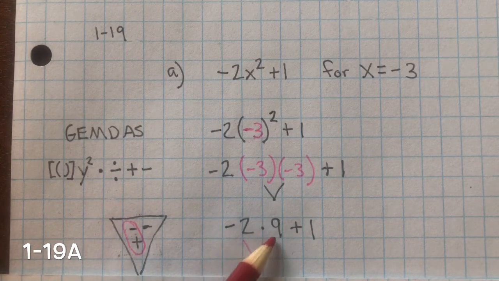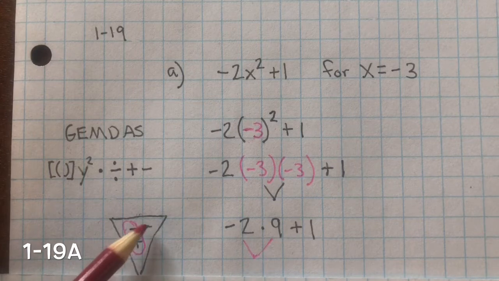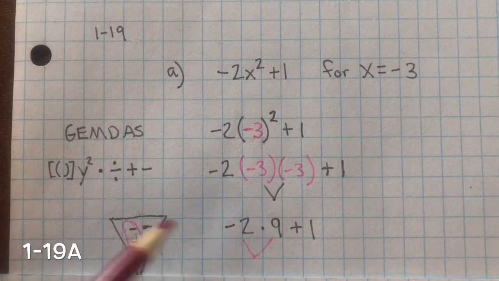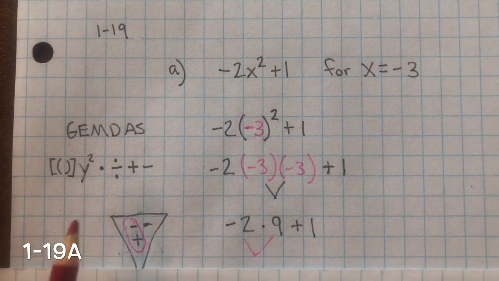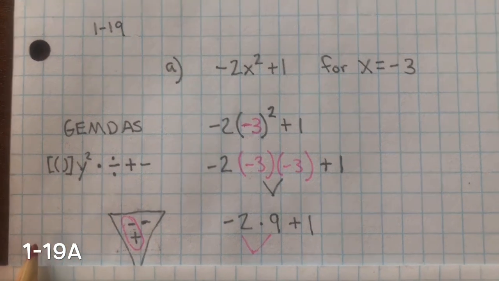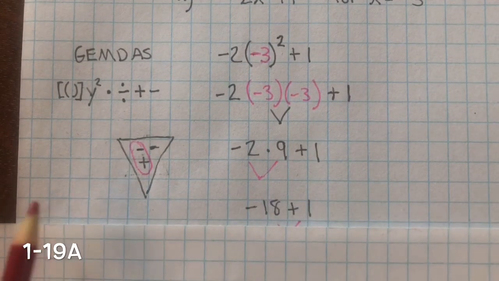Here we have a negative multiplied by a positive. Negative multiplied by positive is going to equal a negative. So now we're doing multiplication. So we multiply these two. -2 multiplied by 9 is going to equal -18.